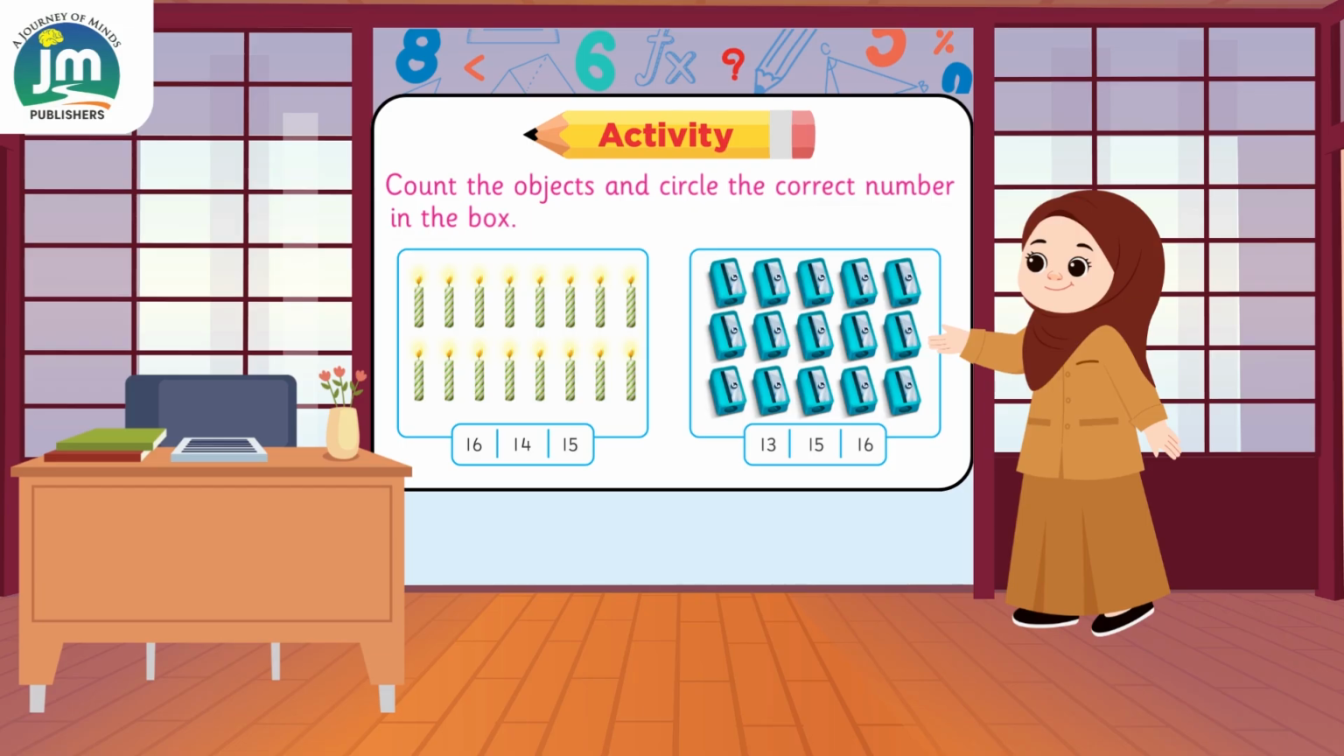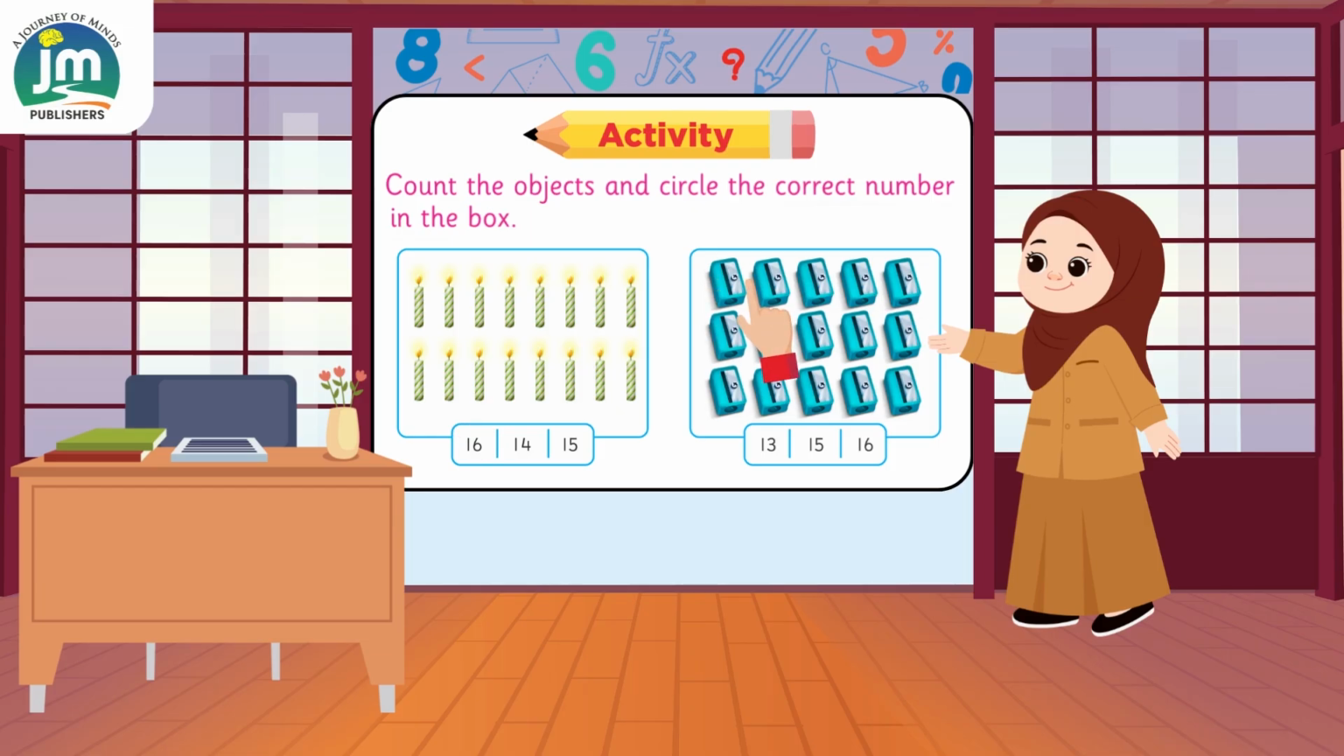Let's count together. 1, 2, 3, 4, 5, 6, 7, 8, 9, 10, 11, 12, 13, 14, 15 and 16. Yes, there are 16 candles. So students, now circle the number 16 in the box. Very good. Now look here students.